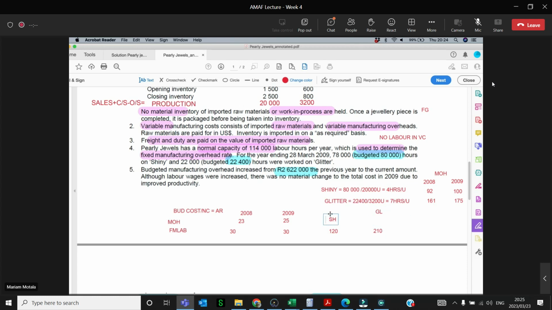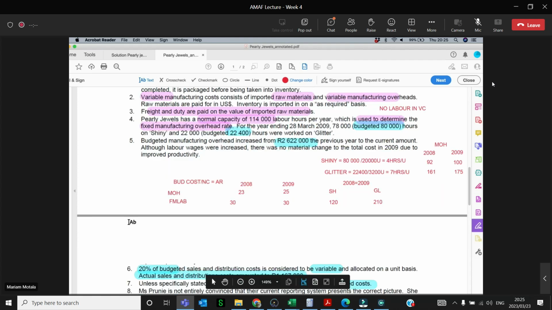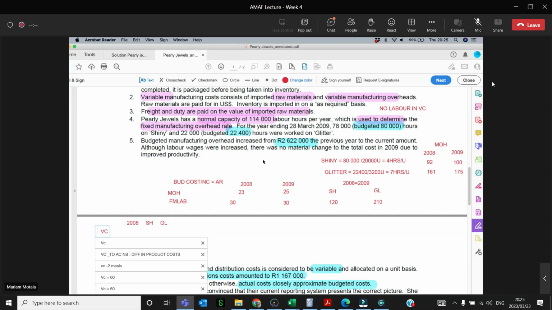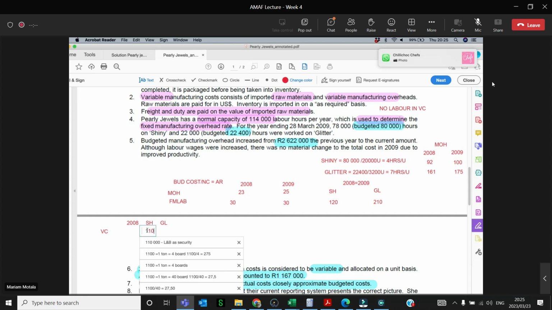Right. It's going to be the same for shiny, and it's going to be the same for glitter. So just a note, 2008 equals 2009. Now, I'm just writing here because it's easy for the product cost. So if I look at 2008, shiny versus glitter, I've got the variable cost from the income statement, and the income statement is 110 rands.